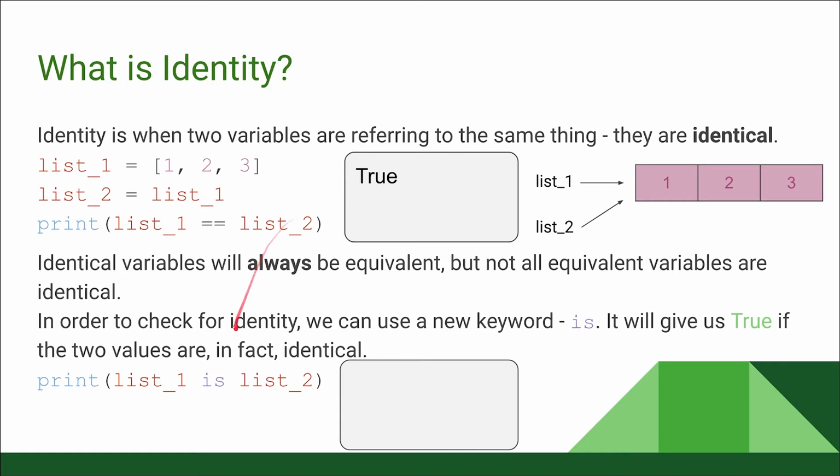In order to check for identity, we can use a new keyword. We can use the is keyword. And like double equals, it's going to give us true or false. Instead of checking for equivalence like double equals, though, my is keyword is going to give us true when the two variables are identical. So in my example here, list1 and list2 are identical, so if I print that, I will get true.